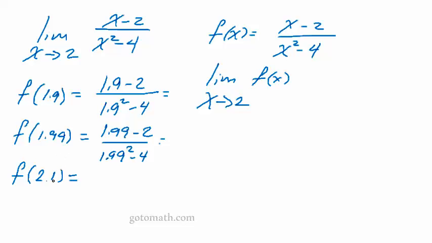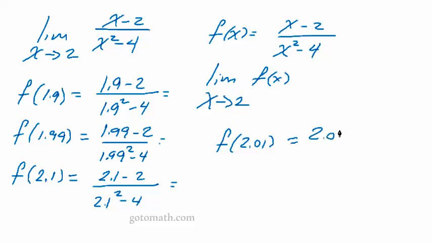Now we're going to come in from the right hand side, and of course we're going to get close to 2 coming in from the right. That'd be 2.1. So we have 2.1 minus 2, and then 2.1 squared minus 4 in the bottom, and so we write that number out. And then let's just continue this right over here. f of 2.01. We take 2.01 minus 2, we just plug it into the function there, and 2.01 squared minus 4. So we get our calculator out, or you can do it by hand if you're bored.